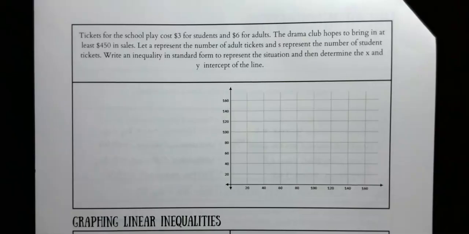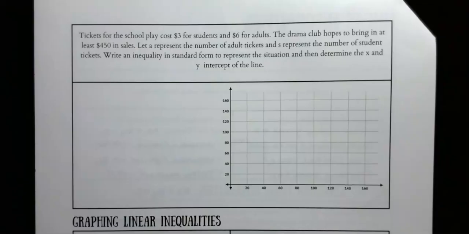So this one is talking about tickets for a school play that costs $3 for students and $6 for adults. The drama club hopes to bring in at least $450 in sales, and then it goes on to tell us that A represents the number of adult tickets, S represents the number of student tickets, and then we are going to write the inequality in standard form to represent the situation. Then we're going to determine the X and the Y intercept of the line.